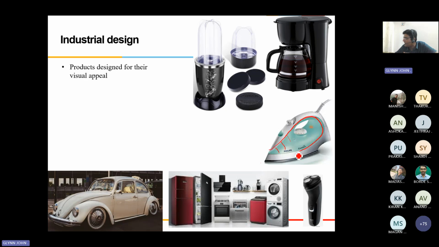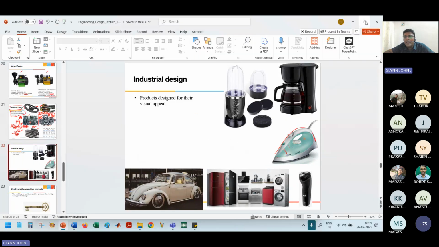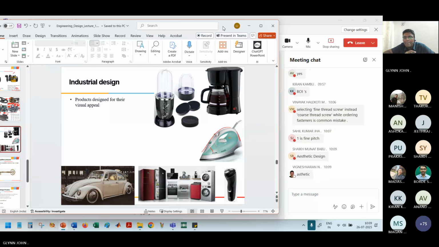You see, this contour is of a particular shape with a particular color, and you see this overall shape is made like this. Any particular reasons for this? Can anybody tell me why companies spend so much time in making the product look very beautiful? Any particular reason? Aesthetic design, yes, but why? Why is it?